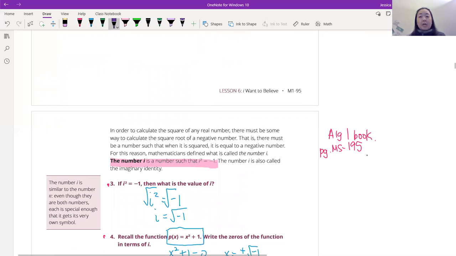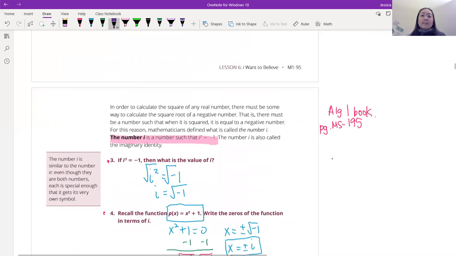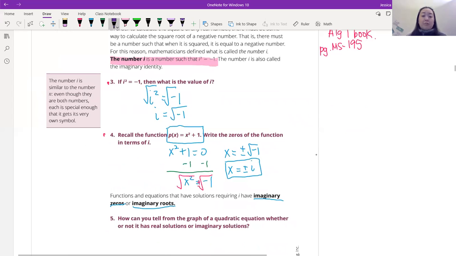So for those guys who did not yet receive the Volume 1 book, and you only have the Volume 2 book, sad days. It is in your Volume 1 book, page M5, 195. And actually all of your pages in that book are M5, so you just look for 195. M5 just means module 5. That is the last module of Algebra 1, which nobody ever got to, and we won't get to this year either because, you know, things.